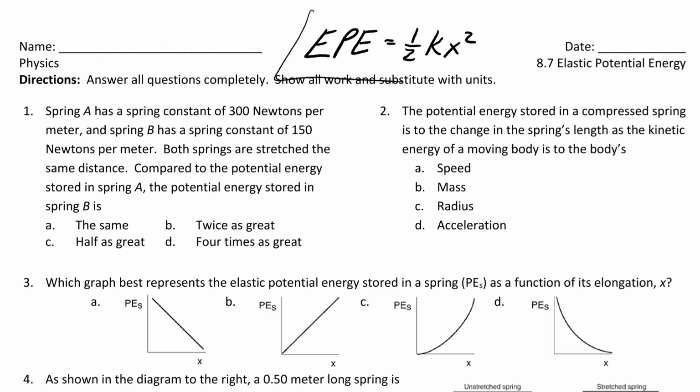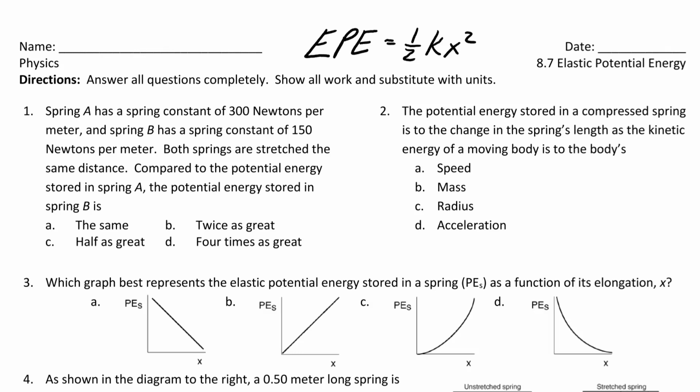Now that we know where this formula comes from, let's talk about a couple problems here. Number 1 says a spring A has a spring constant of 300 newtons per meter, and spring B has a spring constant of 150 newtons per meter. Both springs are stretched the same distance. Compared to the potential energy stored in spring A, the potential energy stored in spring B is what? This is one of those classic questions where they're asking you to find the relationship between two variables.